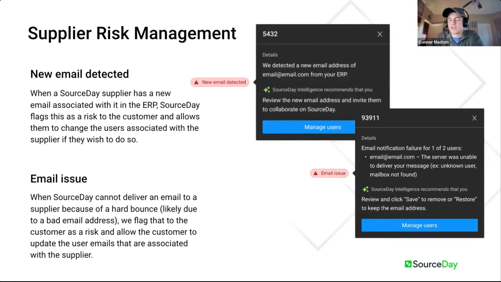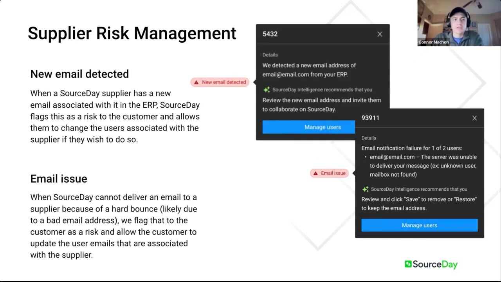So one of the first things that SourceDay wanted to do is to provide better visibility for buyers to be able to manage when those contacts are changing in the ERP. So what this risk is saying is that if SourceDay detects that there is a new primary email address being detected from the ERP and that it does not match any existing supplier users in SourceDay, we'll go ahead and flag this as a risk in SourceDay and allow you to add new contact information or ignore the risk.